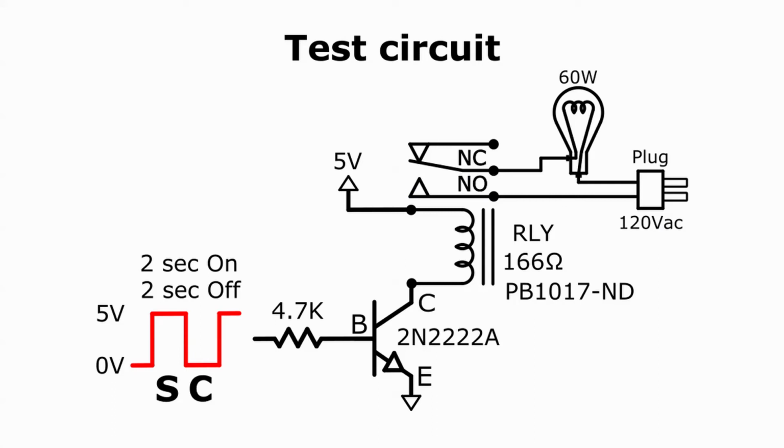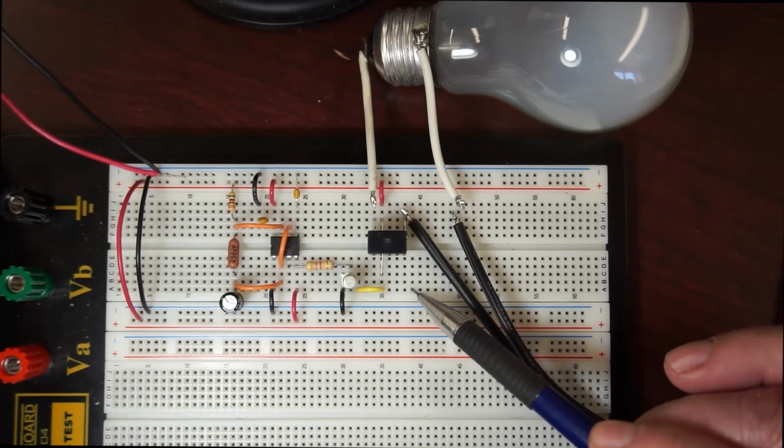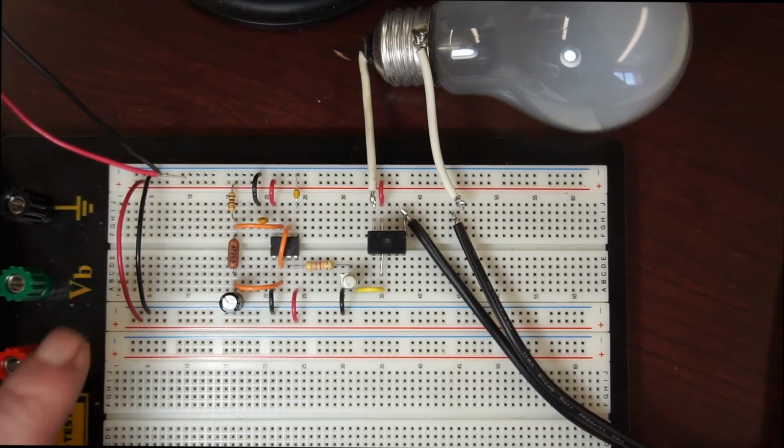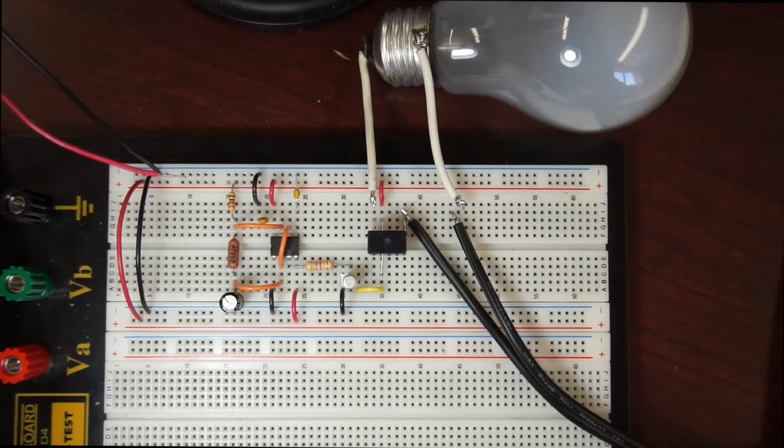This shows the external circuit that I'm going to use. It's simply a 60-watt incandescent bulb plugged into a 120-volt wall outlet and using the normally open contact as an on-off switch. The bulb will turn on and off in step with the transistor as it switches between saturation and cutoff modes. I've wired up the circuit on a breadboard. Power for the circuit comes from a 5-volt DC power supply, which I've placed several feet away so that its noise doesn't affect the soundtrack.